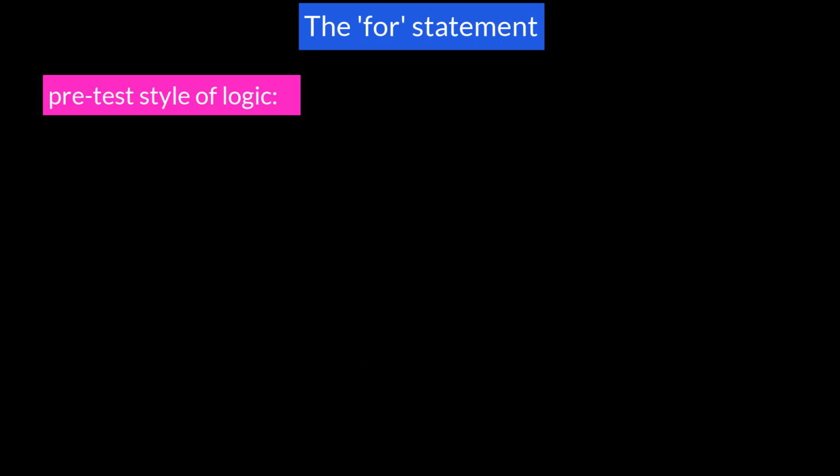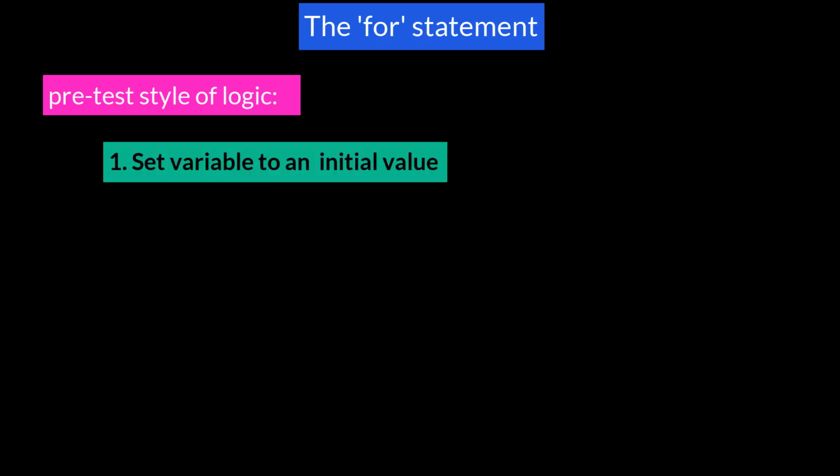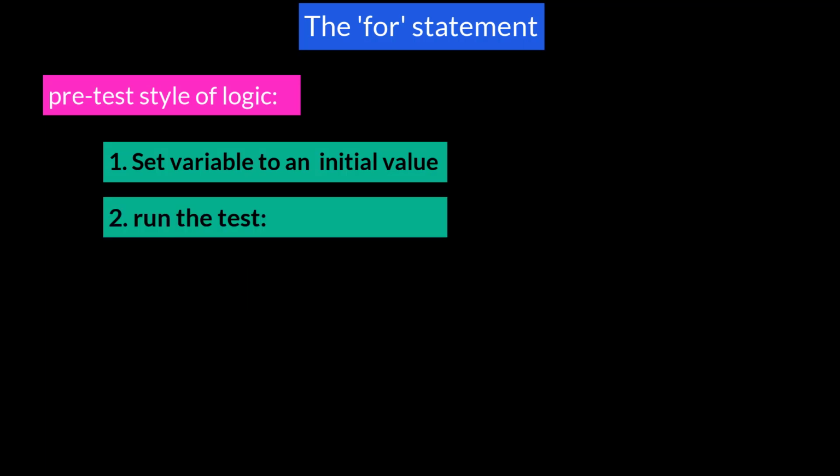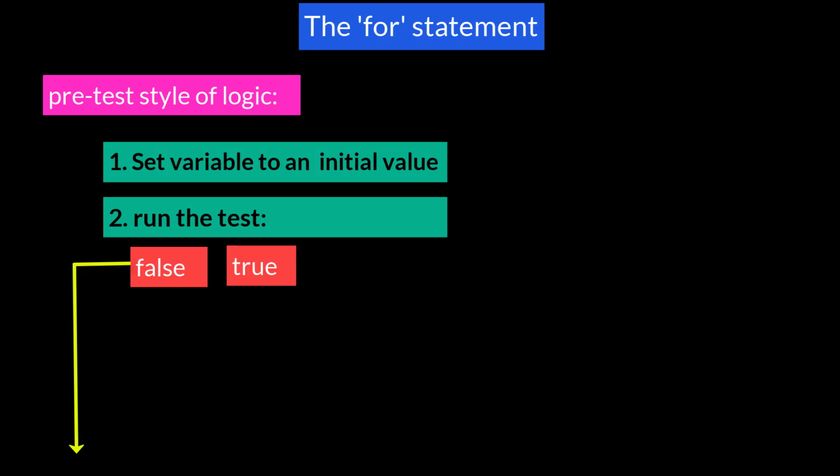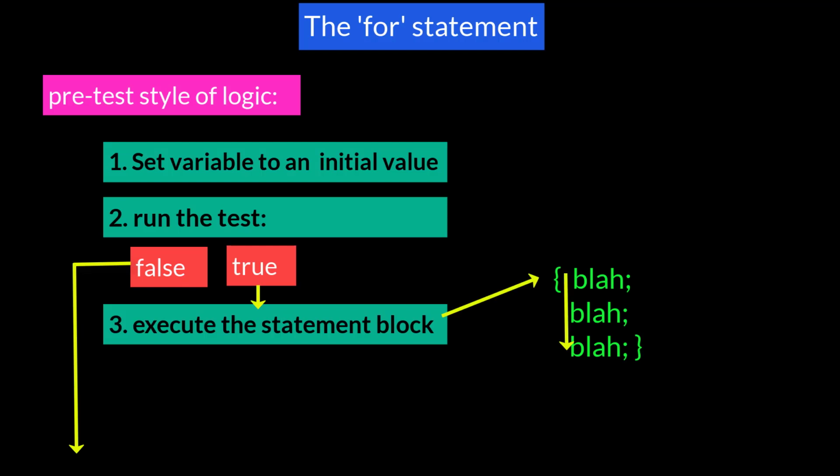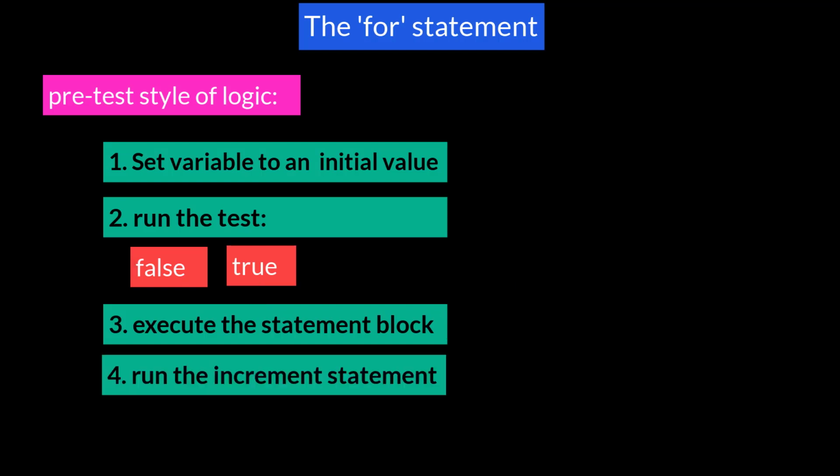This is what they call a pre-test kind of logic. You set the variable to an initial value and you run the test. If it returns false, you skip to the statement after the for statement. You're done. If the test returns true, execute the block of statements. Then run the increment statement and go back to step 2.